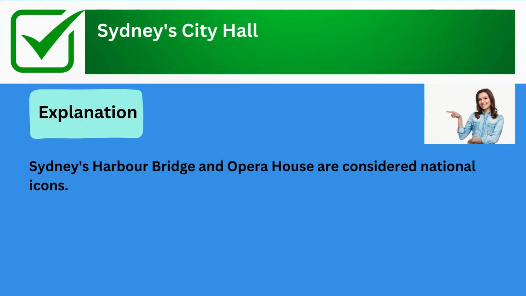The correct answer is Sydney's City Hall. Explanation: Sydney's Harbour Bridge and Opera House are considered national icons.